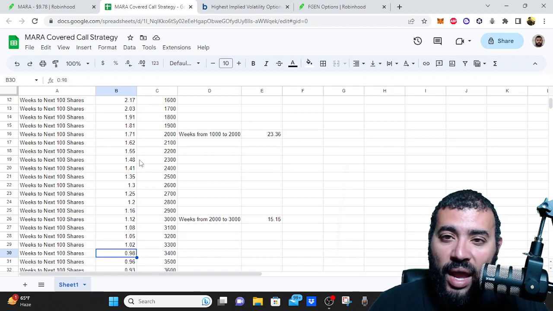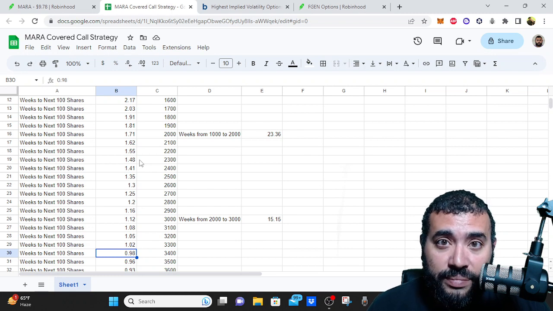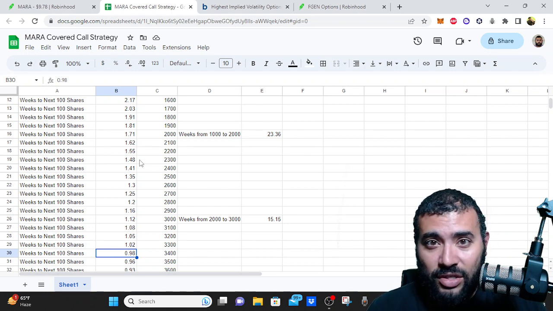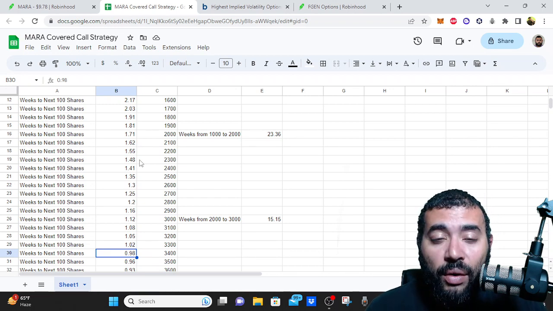That is a negative scenario. But again, I have made money because the price went up. I got to sell it at the strike price. I made money off the premium. But now I have fewer shares.